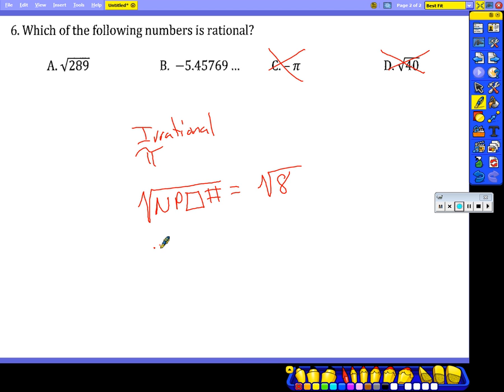Another thing that's considered irrational is if you see something that has a continuous decimal but no pattern, that means it's irrational. All right. So an example of that would be like 0.7893... Okay, it's irrational.